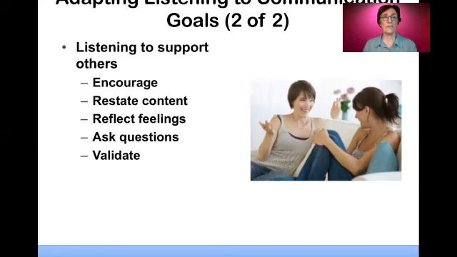So the first one is to encourage people. Some of that we do non-verbally by making eye contact, by having an open expression on our face, by nodding, by doing the forward lean. These are all things that help encourage people. And it could be by also saying things like, okay, come on, tell me more, and asking questions. Those are all things that encourage people.